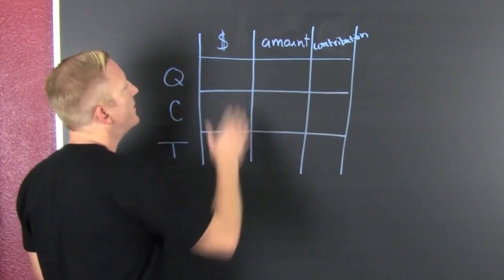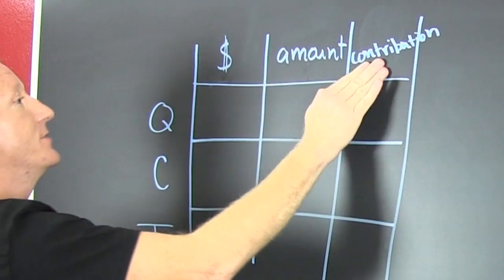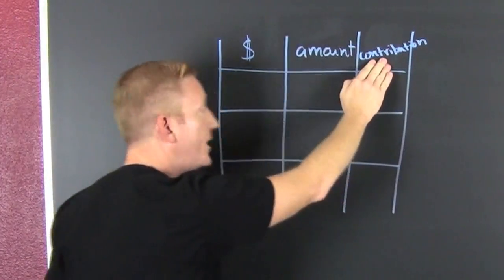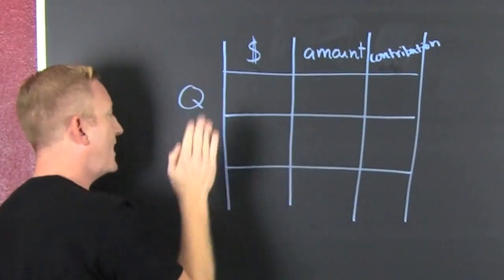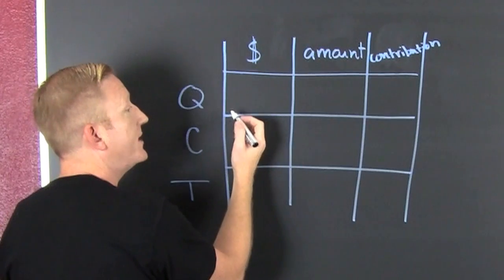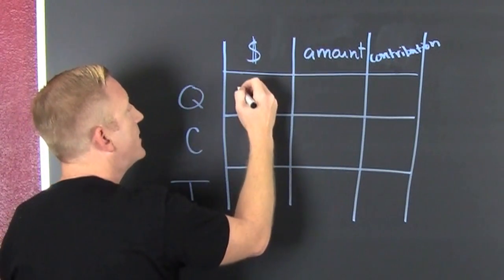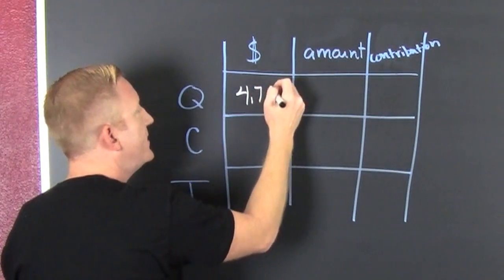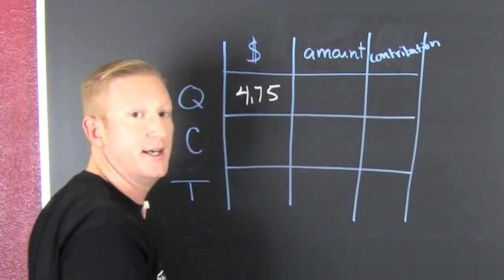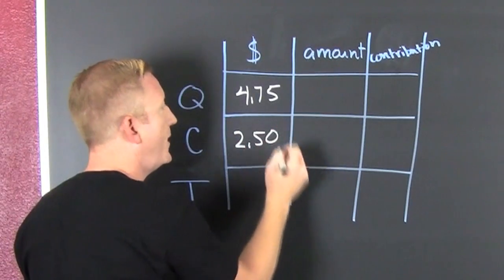So I suggest we use a chart. What do we have here? We have the dollar, the amount of coffee, and the contribution to the coffee equation. I have high quality beans, I have cheap beans, and I have the total amount of beans. The quality beans are going to be $4.75 per pound. The cheap beans are $2.50 per pound.